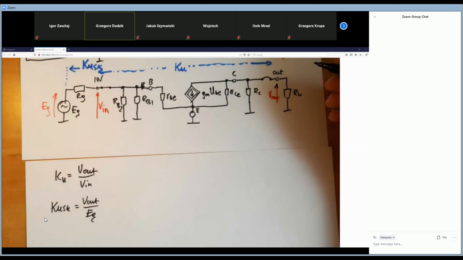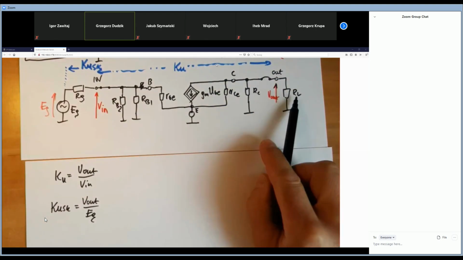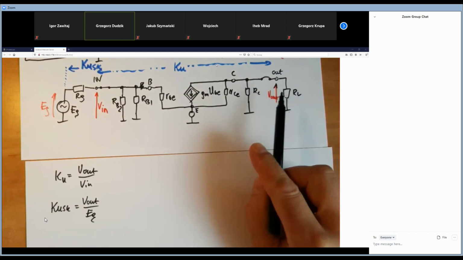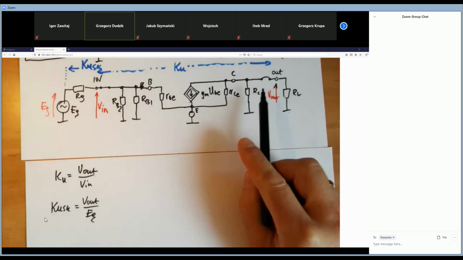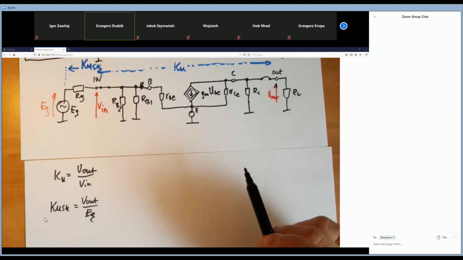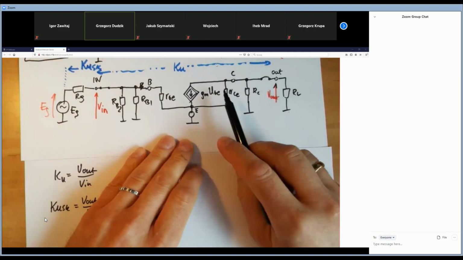The question is, if we've got the collector here, and we've got the V out here, as you see, the RL for the AC signals, of course, the load resistance RC and the internal RCE resistances are connected, as you see, in parallel. That's right? Yes? So how much is the voltage drop in this case?